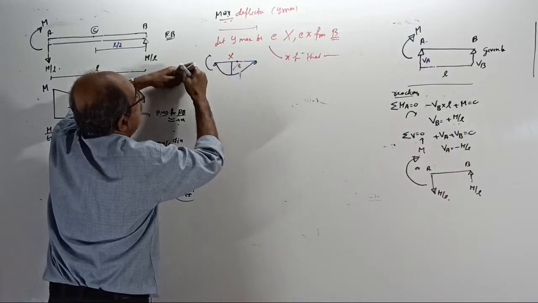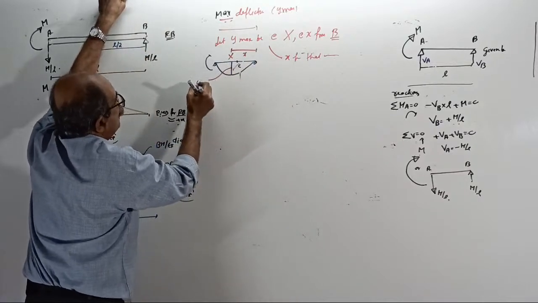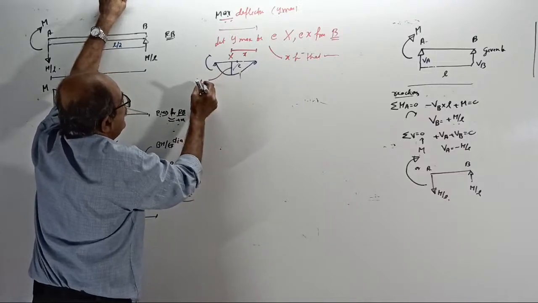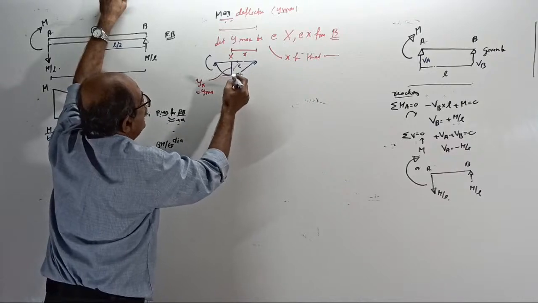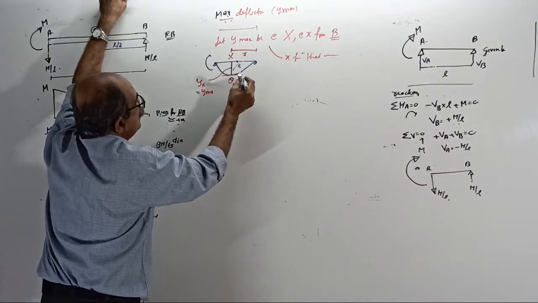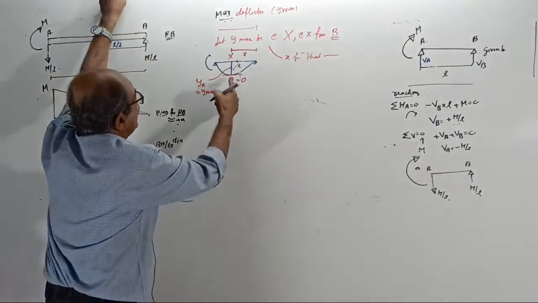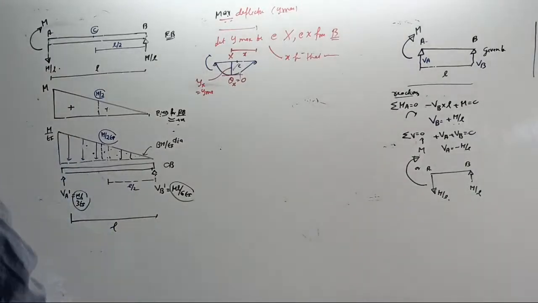Beyond center, this is your X, and this is your Y maximum. Or this is your Y at X, which is Y maximum. And at that point, theta X equals 0. Remember all this? Where deflection is maximum, slope equals 0. Remember or not? Do you remember or not?